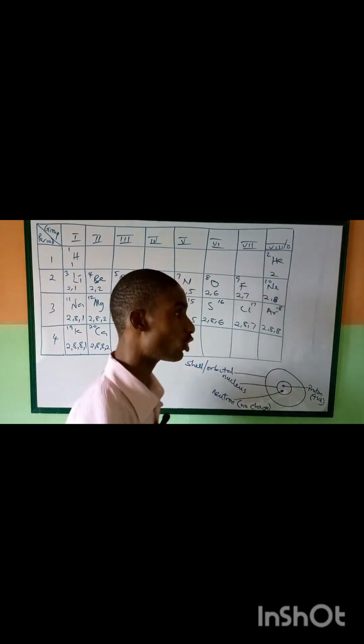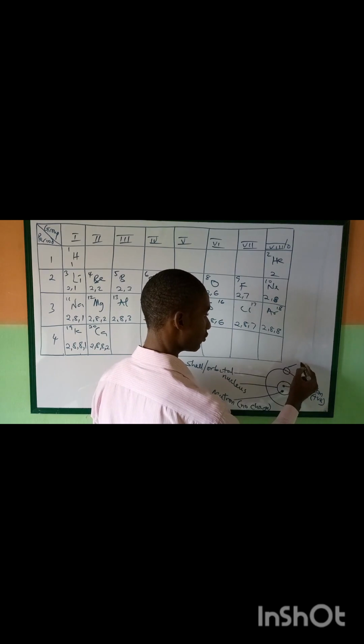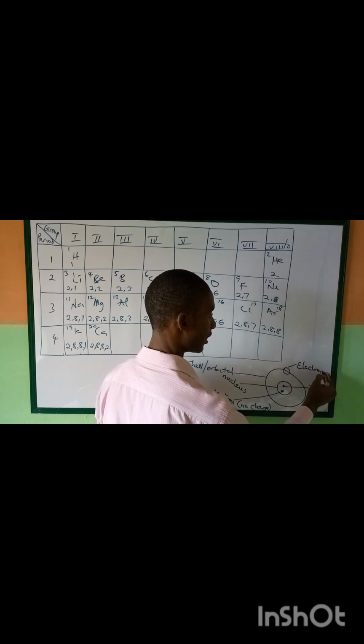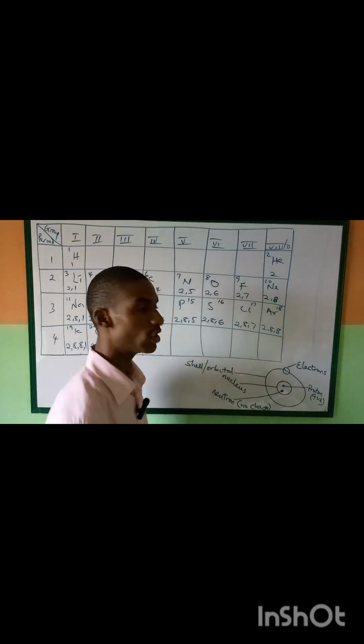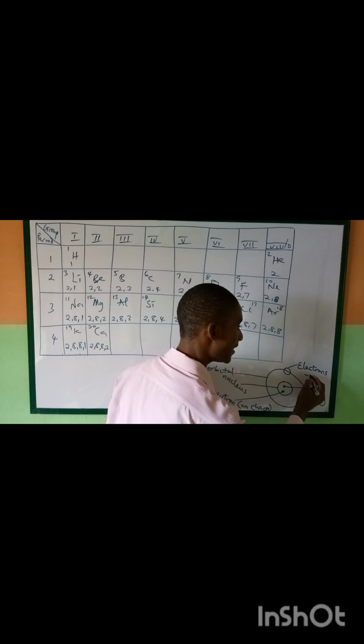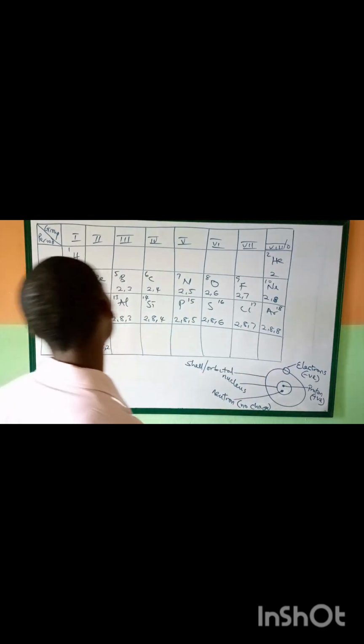And then you have the third particle that makes up an atom, which is the electrons. So these are the electrons. And remember I told you electrons are found on the shells or the orbitals. So these electrons, they are negatively charged. They are negatively charged.